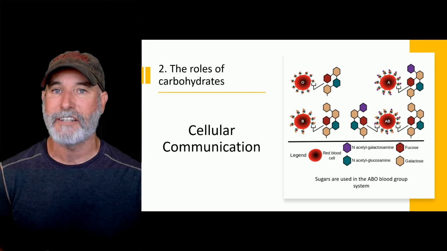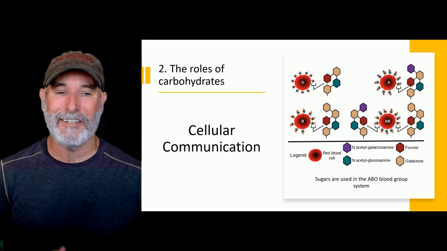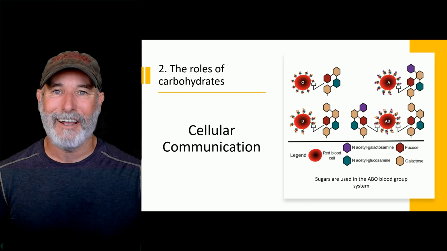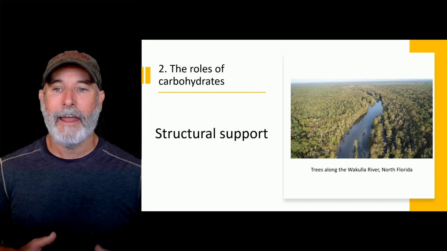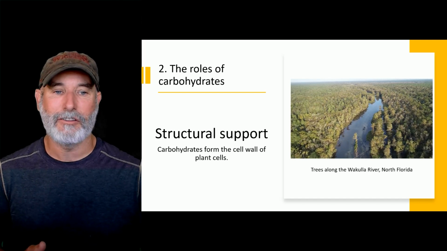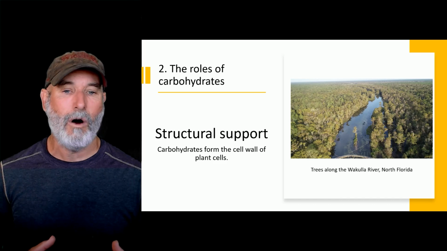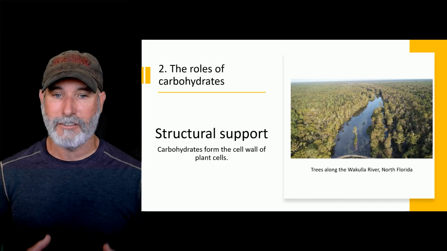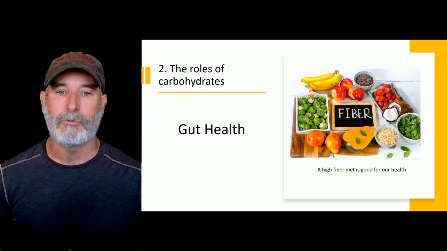Those are also known as antigens because if you get the wrong antigen, you produce an antibody for it. And some of those are those short-chained carbohydrates. Okay, so cell recognition, cell signaling. And of course, support as well. All of these trees along the Wakulla River here, all the cells are surrounded by a cell wall, and they can actually add some proteins into that cell wall to make it very tough. So plants definitely rely on carbohydrates for structural support.